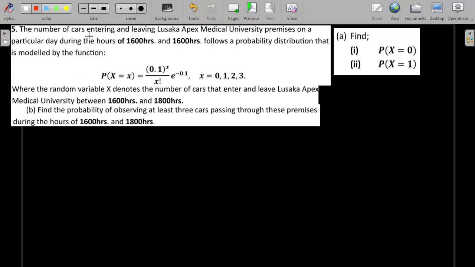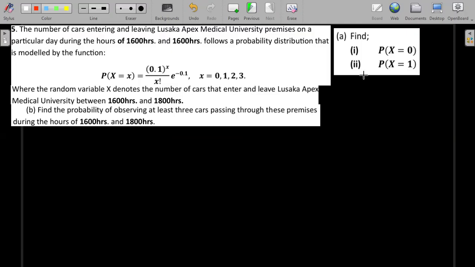They're saying that the variable x denotes the number of cars that enter and leave Lusaka Apex Medical University between 16 and 18 hours. Question A is on this side. They're saying find the probability of 0, find the probability of 1.